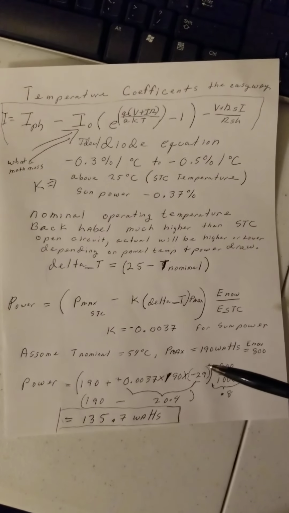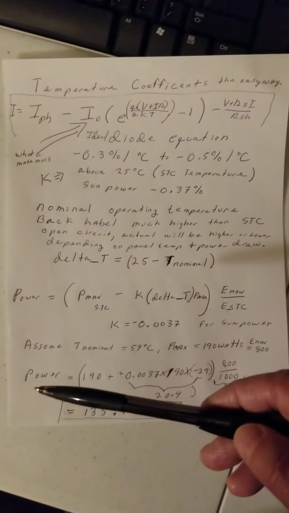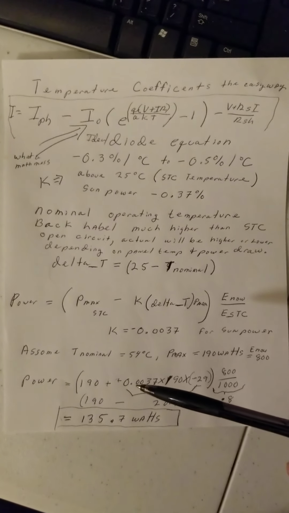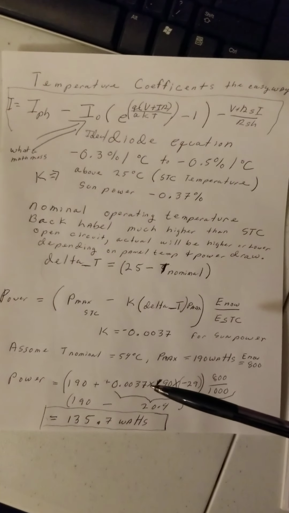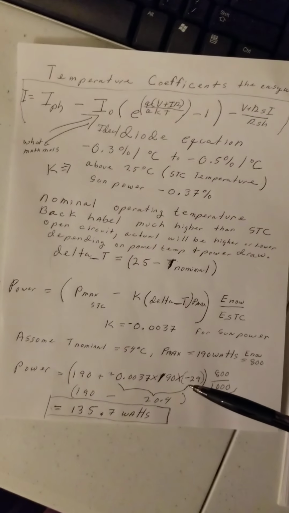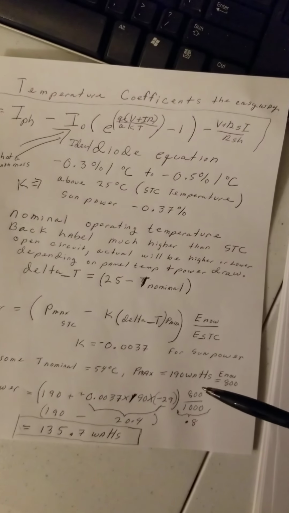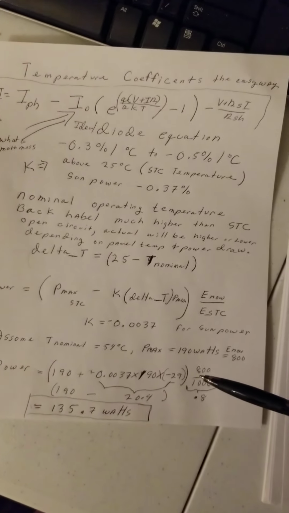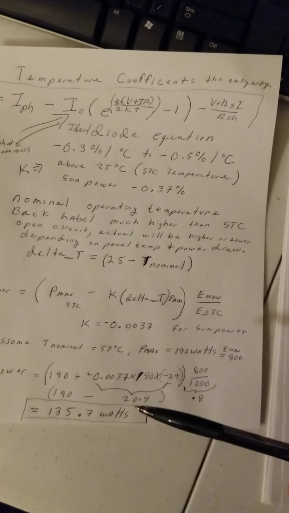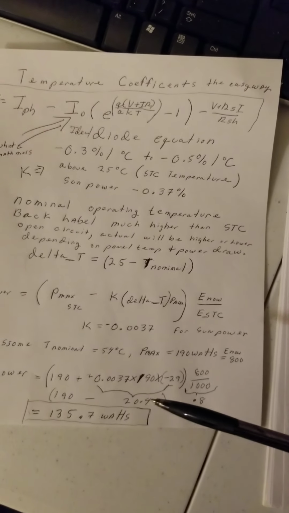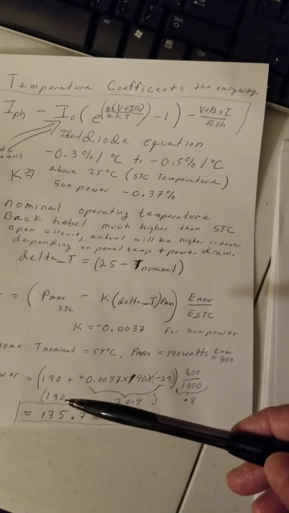Pmax 190 watts. E now was 800. So the power, 190 minus a minus times 190, 0.0037. Delta T is minus 29 degrees, as configured up here, with a power ratio of 800 watts over standard test condition, 1000 watts. We're seeing that we're losing 20 watts of power just due to the temperature coefficient on a 190 watt panel.